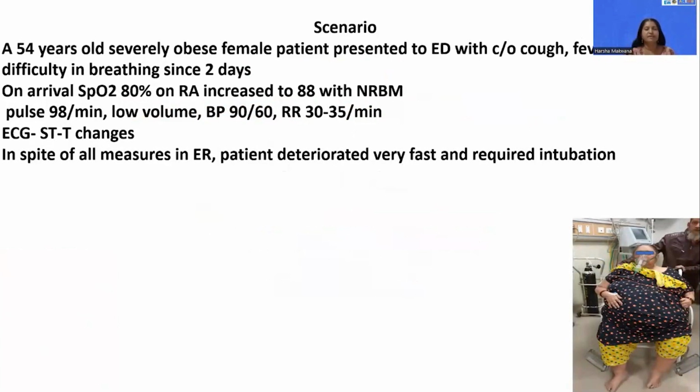Her pulse rate was 98 per minute, low volume. BP was also low, but the respiratory rate was 30 to 35 per minute. Her ECG was showing ST-T changes. So, management was started in emergency room. But in spite of all measures in emergency room, she continued to deteriorate and required intubation.